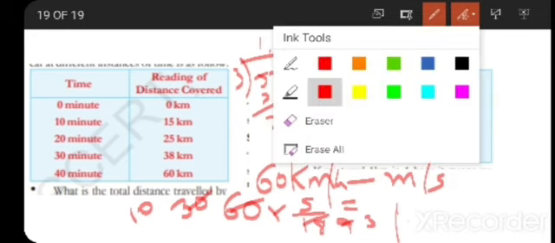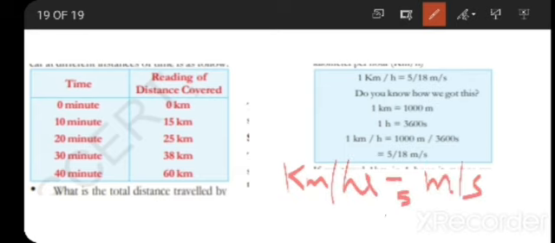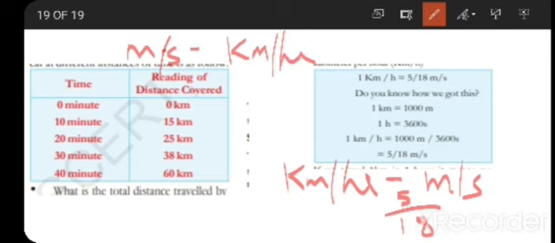So if you want to convert kilometer per hour into meter per second, you just do 5 by 18. If you want to convert meter per second into kilometer per hour, you do the reverse, 18 by 5. This you have to remember. Kilometer per hour into meter per second, 5 by 18. Meter per second into kilometer per hour, 18 by 5.